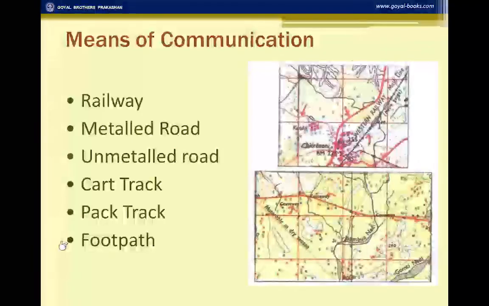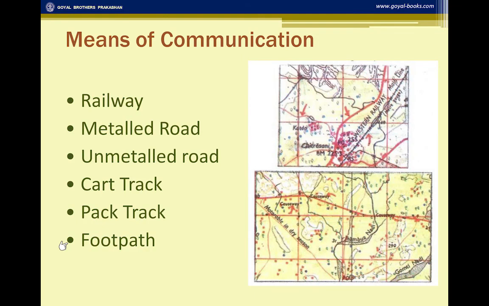So these are different means of communication. Sometimes you see "motorable in dry season" written there. It means that the area can be accessed in the dry season, and people are able to drive their car, or drive their bullock cart, or walk through that stream or river. So this shows that the area gets seasonal rainfall.